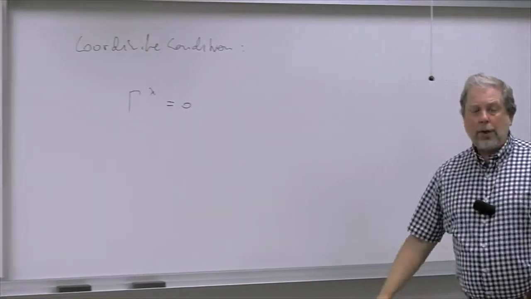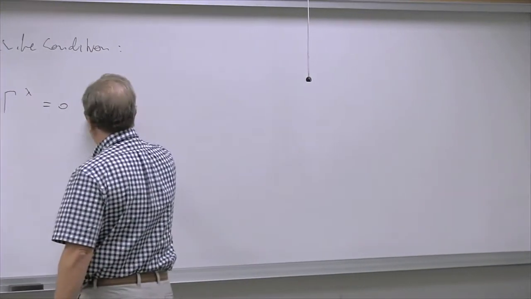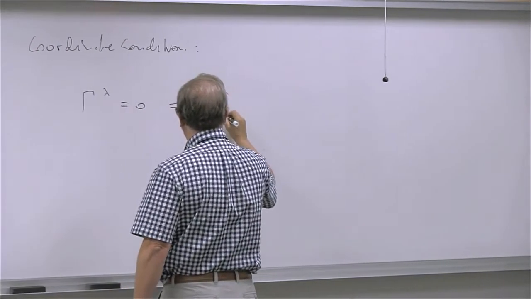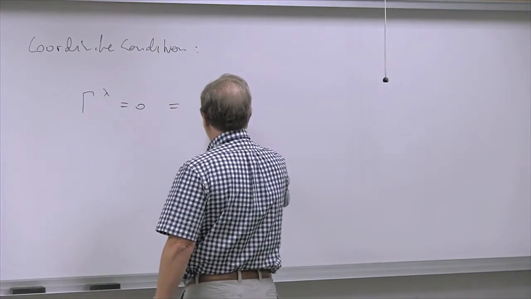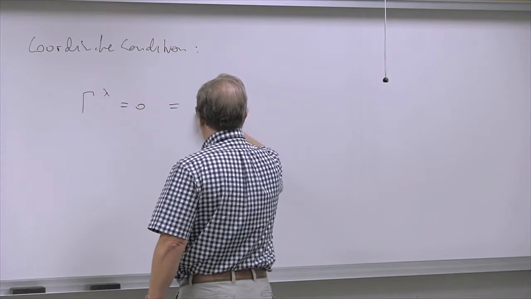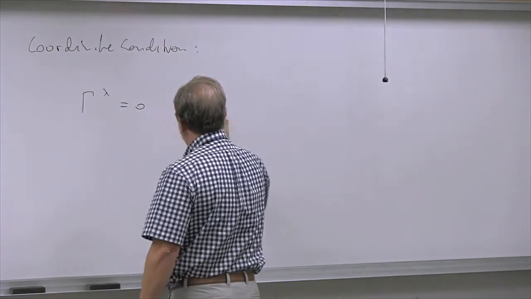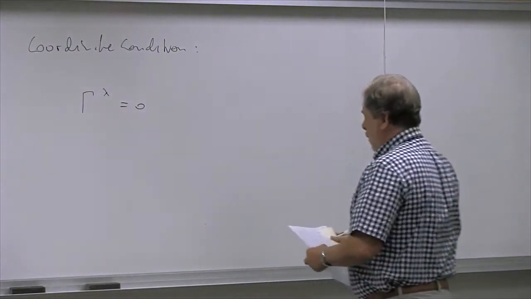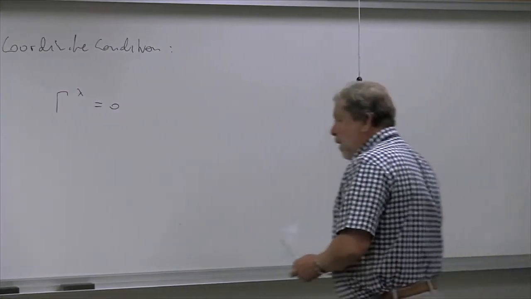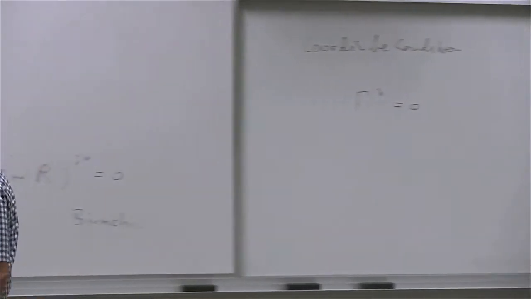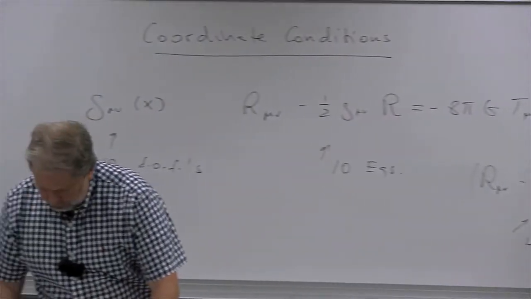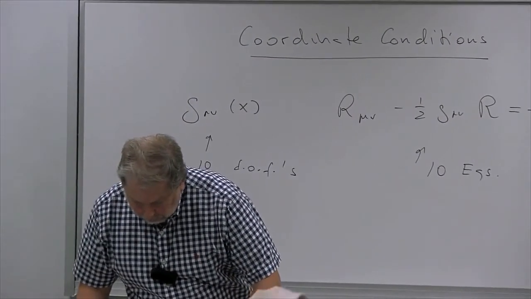Right? This is a good coordinate condition. And so this means that gamma lambda, that means that we take the affine connection and we contract on those two indices. So that is the condition that will do the trick for us, right?